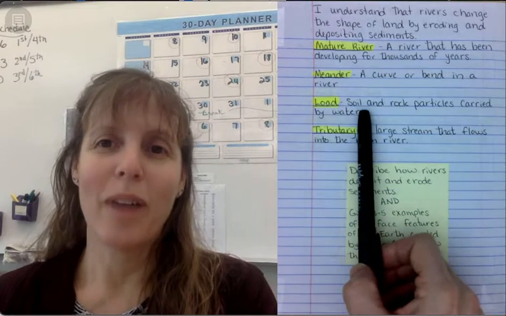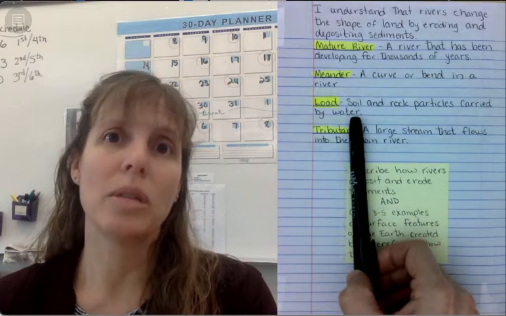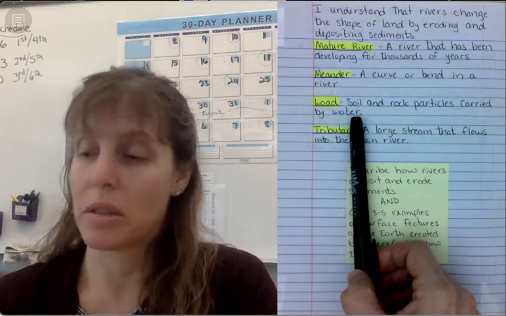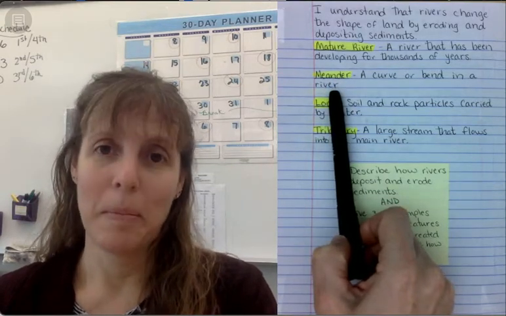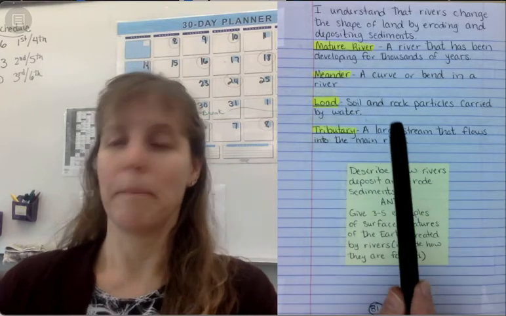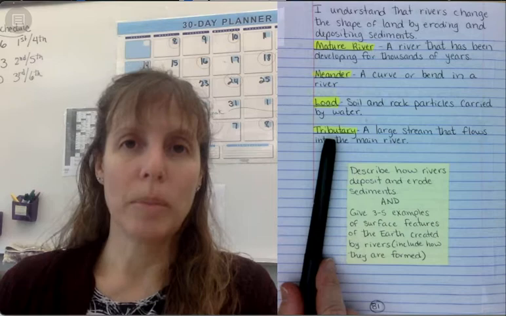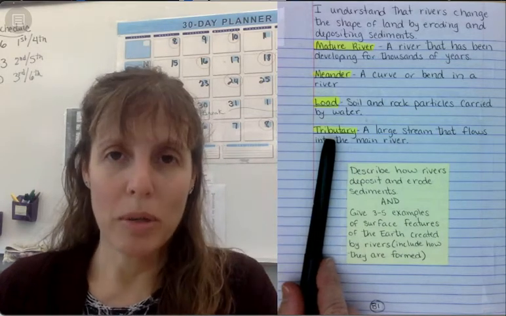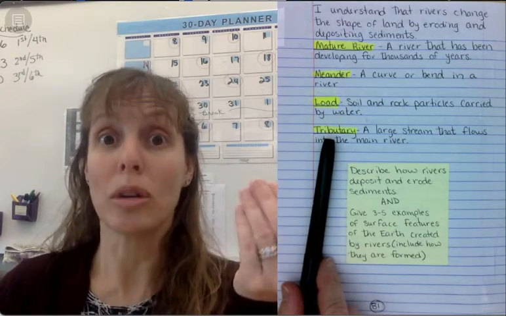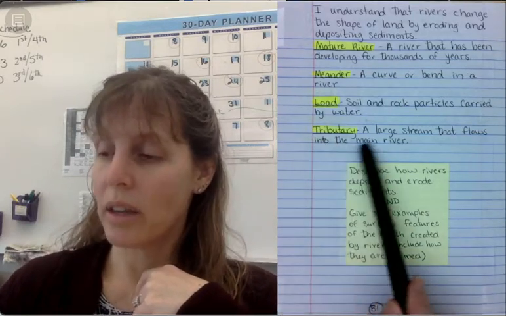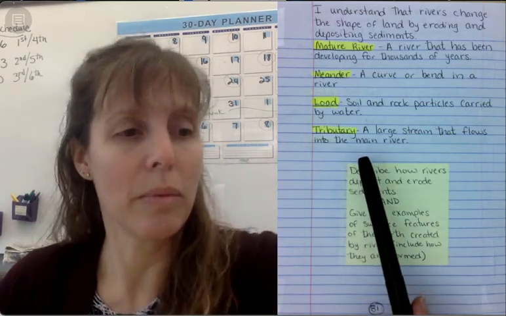Load is soil and rock particles carried by water. So like when you see a muddy river, it's carrying particles of sand or silt, something like that. Meander. Say it with me. Meander. It's a curve or a bend in a river. You're going to see cool examples of those today. The next word that I want you to be able to know is called tributary. Say it with me. Tributary. It kind of sounds like the word contribute, and it kind of does. It's a tribute, like tributary. It's a large stream that flows into the main river.